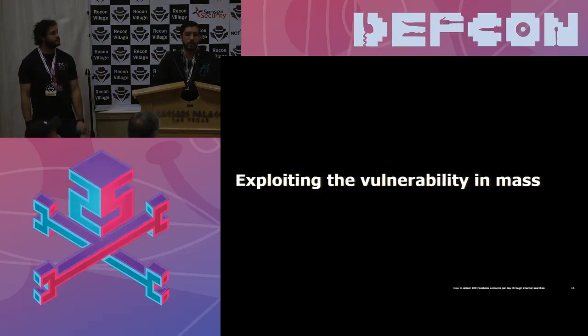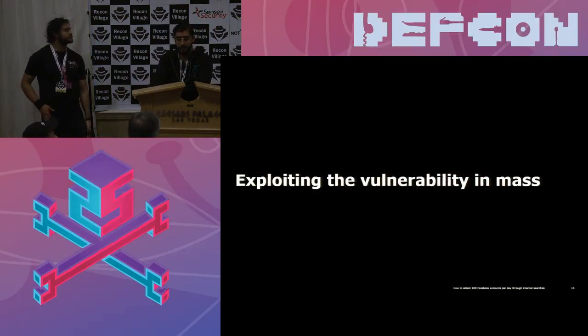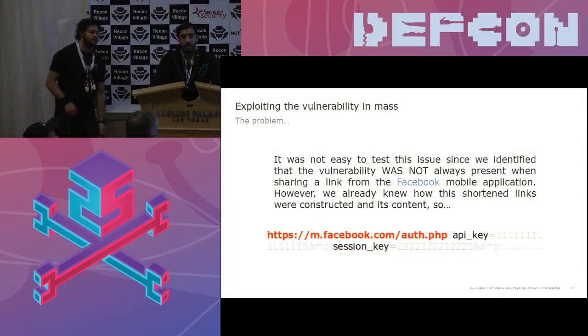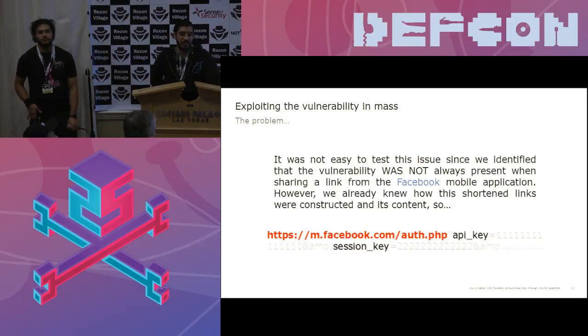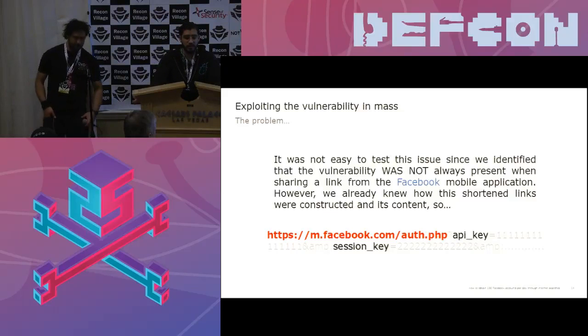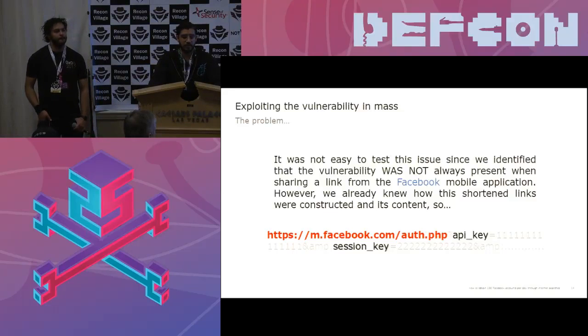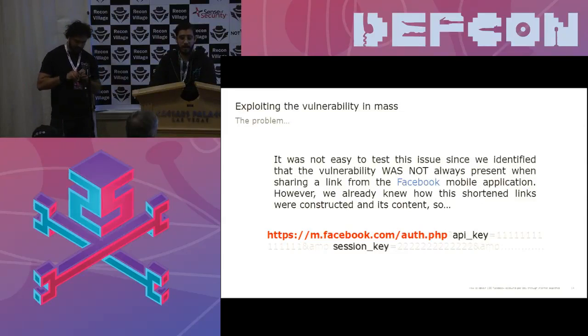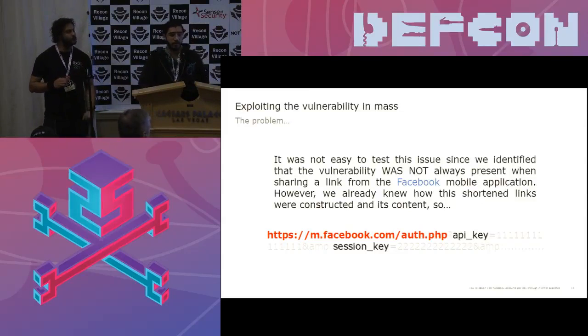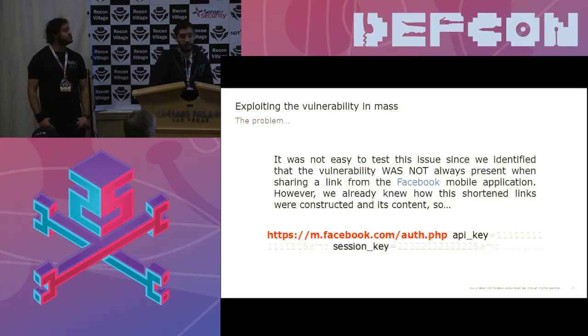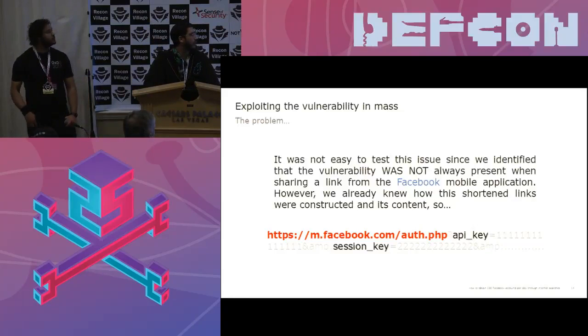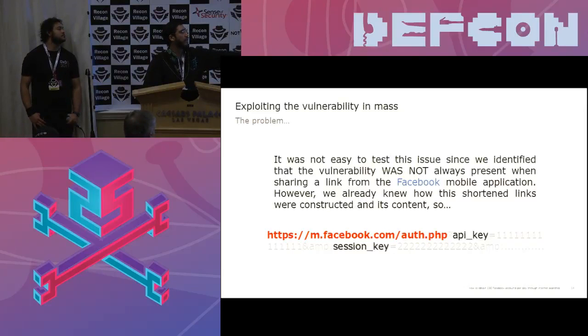Okay, and how do we exploit this vulnerability in mass? It was not easy to test this issue when we identified the vulnerability because it's not always present when sharing a link from the Facebook mobile application. However, we already knew how these shortened links were constructed and their content. So if you see, this is the structure of a vulnerable link. You can see the API key and session key.